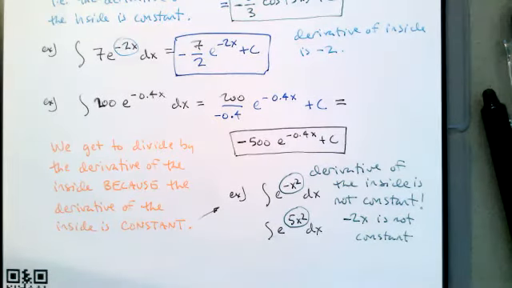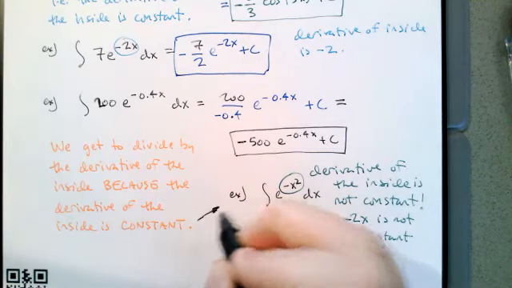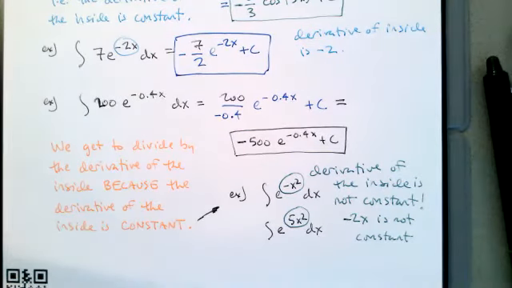Any questions? This is our introduction to the anti-chain rule by looking at this simple case that we're going to want to apply without having to do the anti-chain rule notation all the time. Any questions?